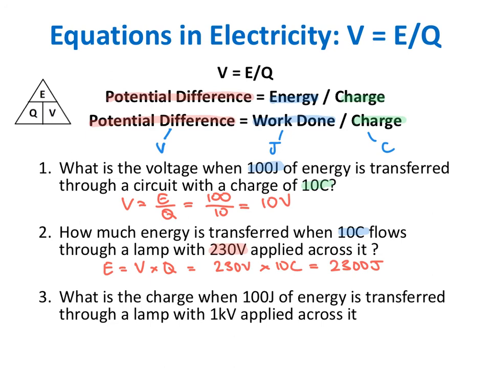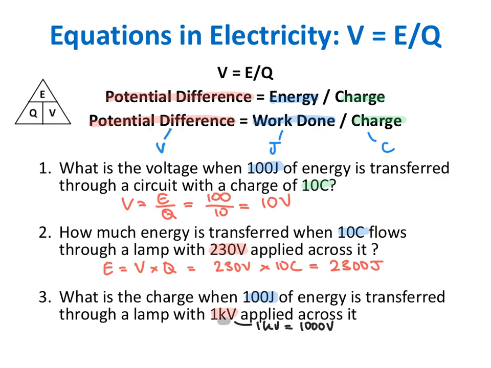And then on the last one, we are given the energy, 100 joules, and we're given the potential difference, which is 100 kilovolts, but we just have to be careful because they've given it to us in kilovolts, so we need to convert that into volts. So 1 kilovolt, kilo is 1,000, so it's going to be 1,000 volts. Okay, and so we're being asked to work out charge.